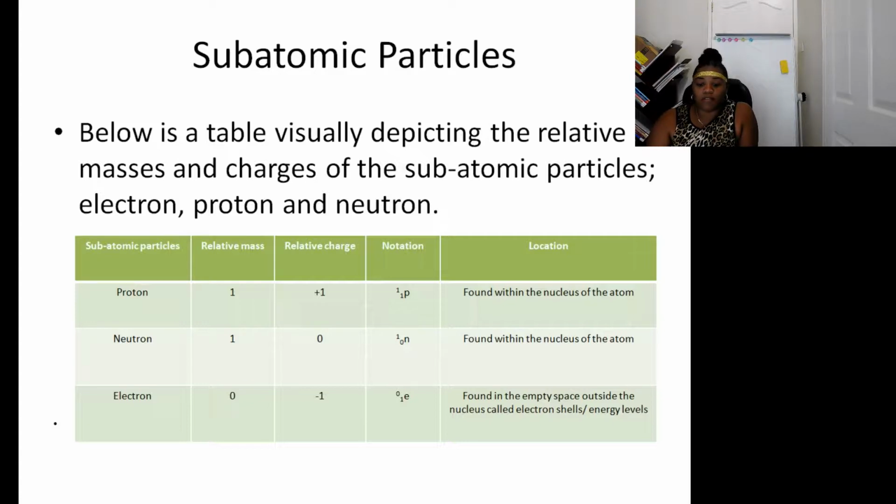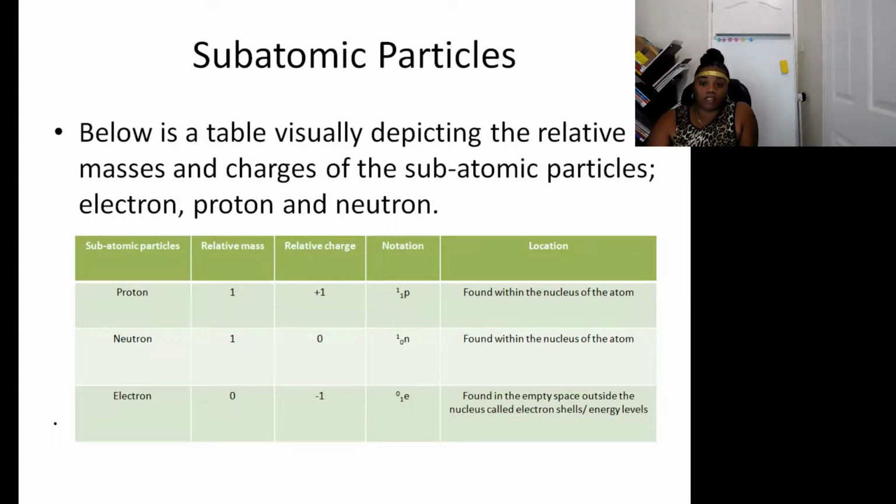And so we have here the mass of a proton. The mass of a proton is 1. Its relative charge is positive 1, and its notation is 1,1,p. A proton is found within the nucleus of an atom. A neutron is also found within the nucleus of an atom.